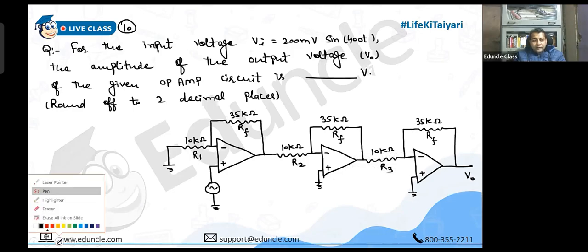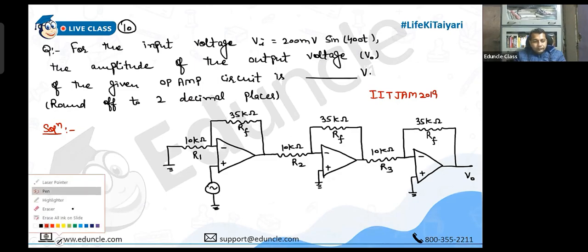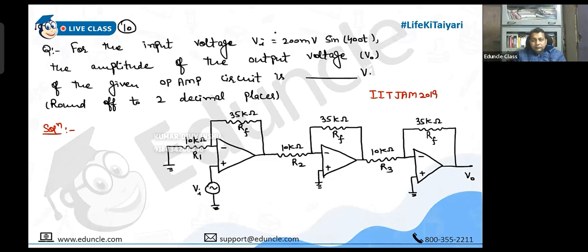This is the circuit. IIT JAM 2019. So, 3 steps. Amplitude of output means you will take amplitude of input. Only then can you get the max value of output, no? If you proceed with max value of input. So take input as 200 millivolt.